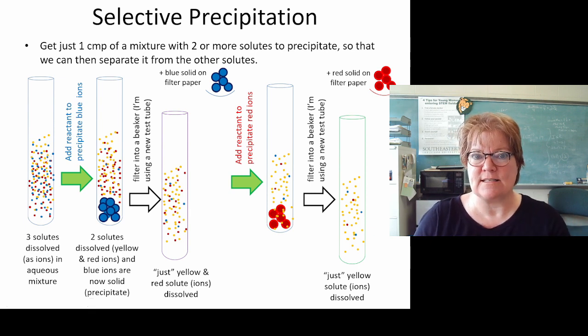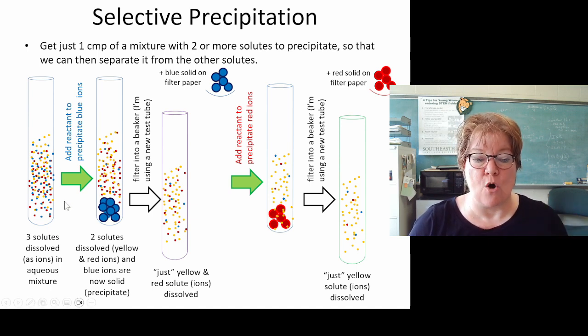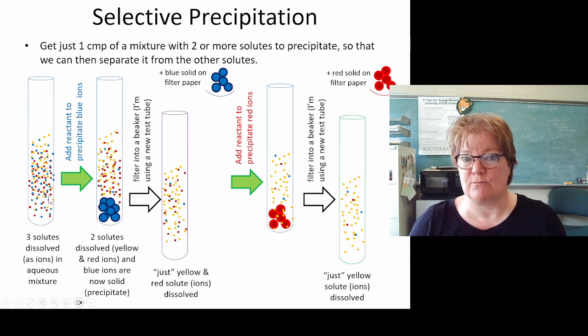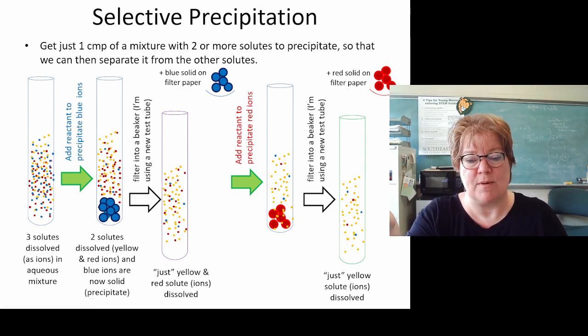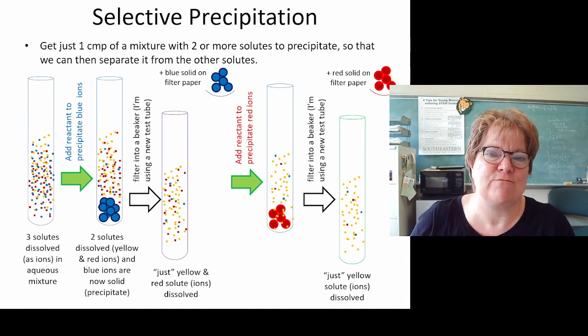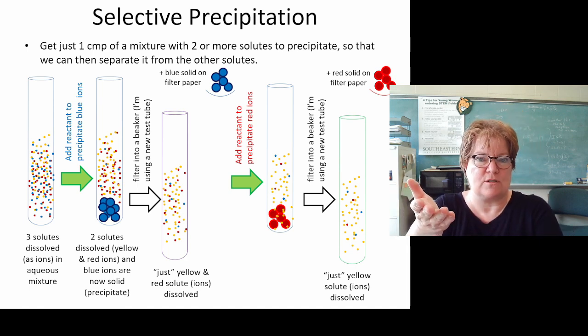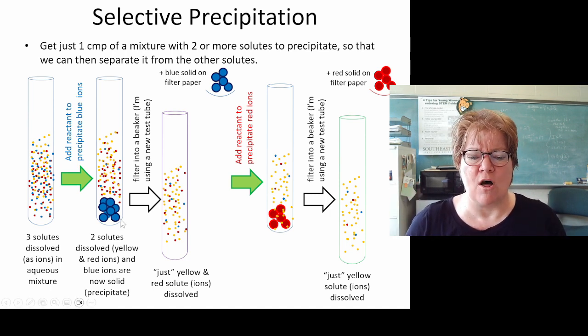I'm going to add a reactant that would just precipitate the blue ion. Again, we'll talk about how I find that out. If it only precipitates the blue, but it doesn't precipitate the yellow and the red, then the blue becomes precipitate, which means when I filter it, the blue will be sitting on the filter paper and the yellow and red will be left in the beaker underneath. I use test tubes because they're easier to draw, but usually you have a beaker or a flask underneath the filter, and all the aqueous ions that didn't precipitate would be left in here.